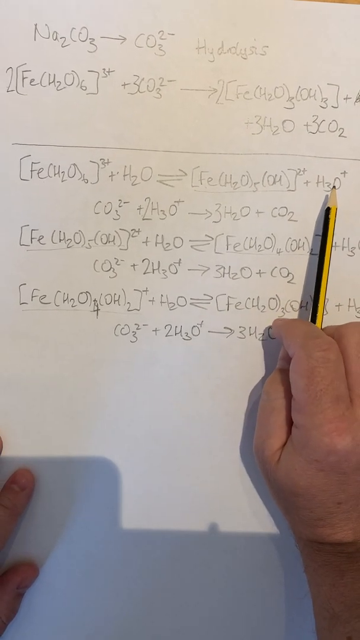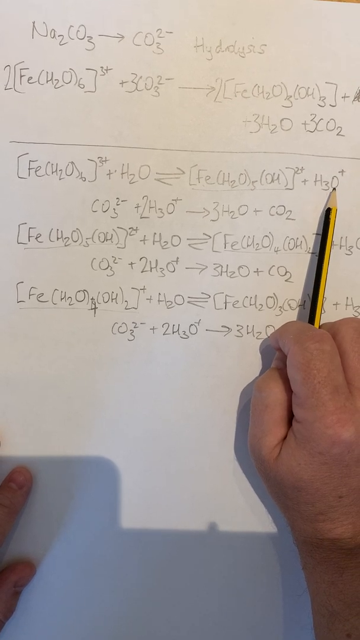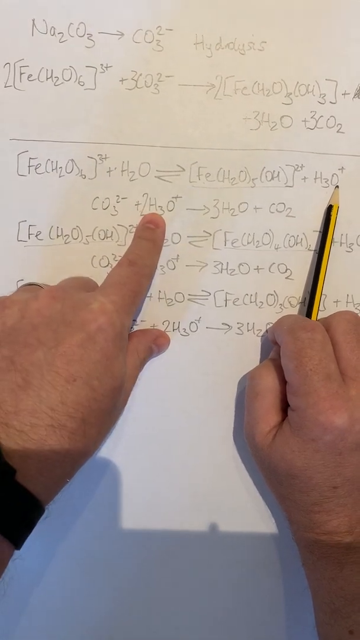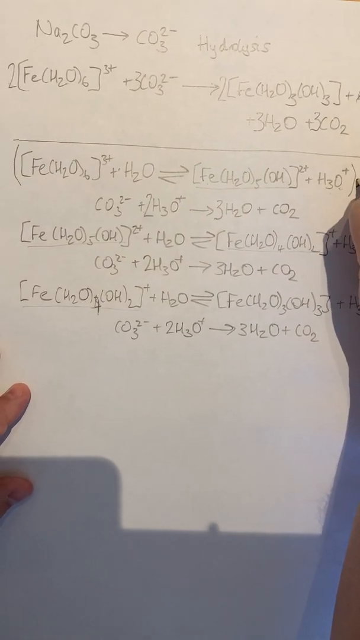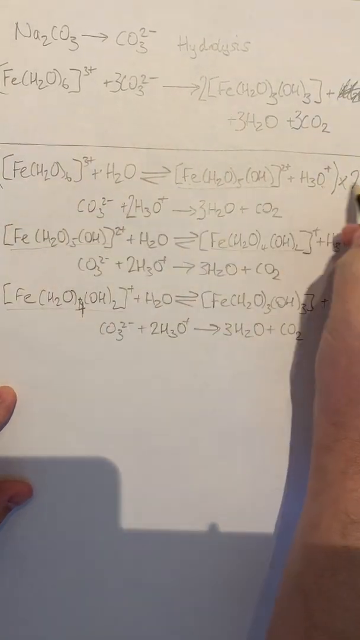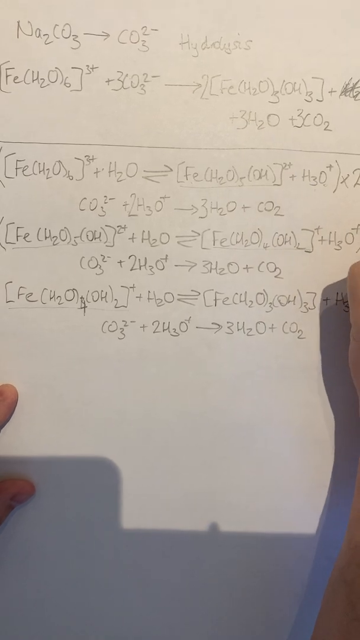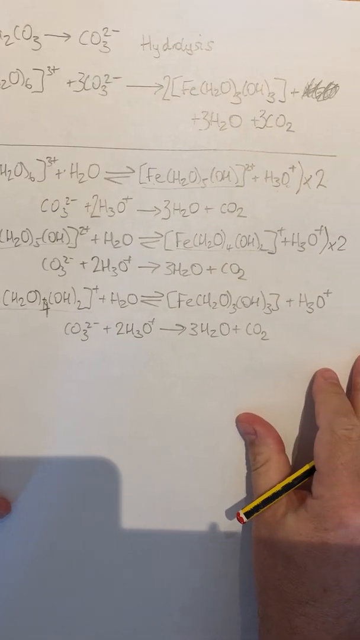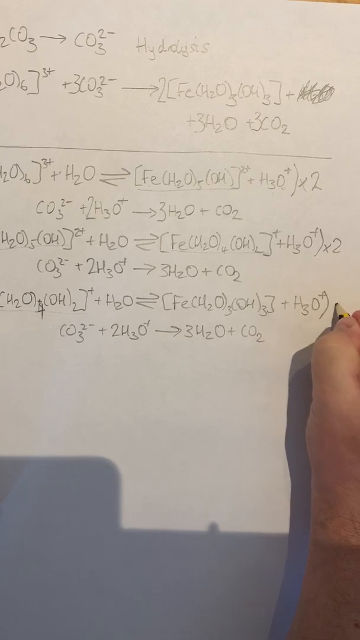But this is where your understanding of combining half equations with unequal numbers of electrons on the right and the left comes in. 1 H3O plus there, 2 there. So what we have to do to this is multiply all of that one by 2. So then we've got 2 H3O plus, which will cancel out those 2. That one by 2 to cancel those H3O pluses, and then that one by 2.